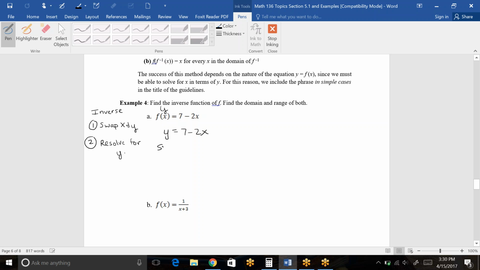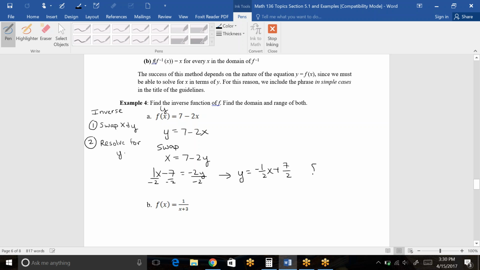I usually write the word swap, so I know I haven't done it yet and I need to. So that would be x equals 7 minus 2y. To resolve this, we need to get y by itself. So we'll subtract over the 7 and then divide everything by negative 2. So this would be y equals negative 1/2 x, because that's a 1 on top with that x, and that's negative 7 over negative 2, so that'd be positive 7/2.